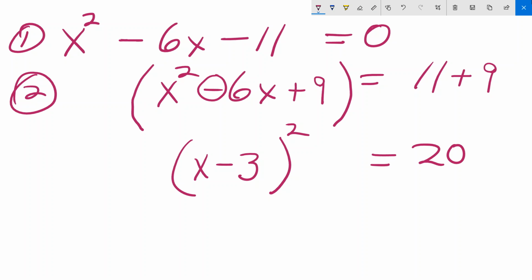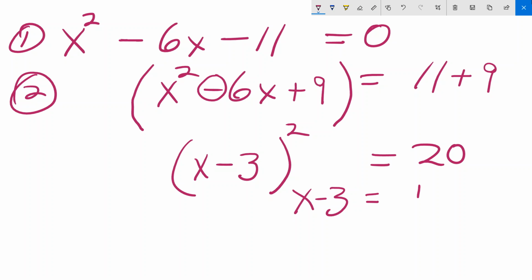What's the next step? So square root both of them. Give me the next line. So it's x minus 3 equals root 20, plus or minus root 20. It's a hard thing to remember. I forget it half the time. My students forget it about 90% of the time. And you will lose points if you forget it.